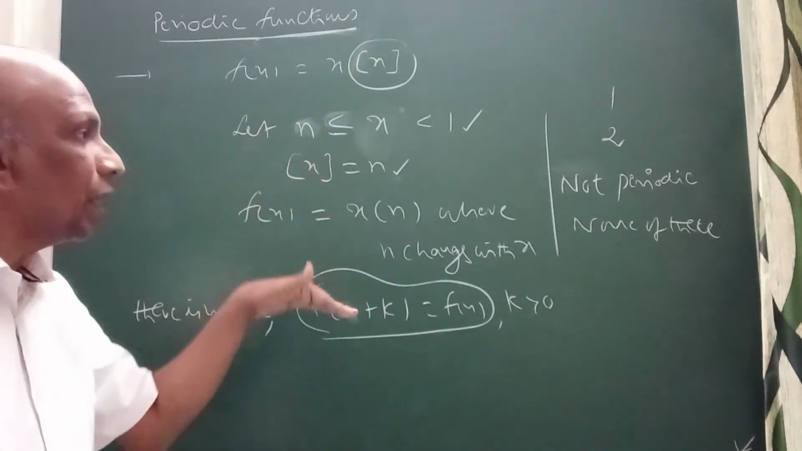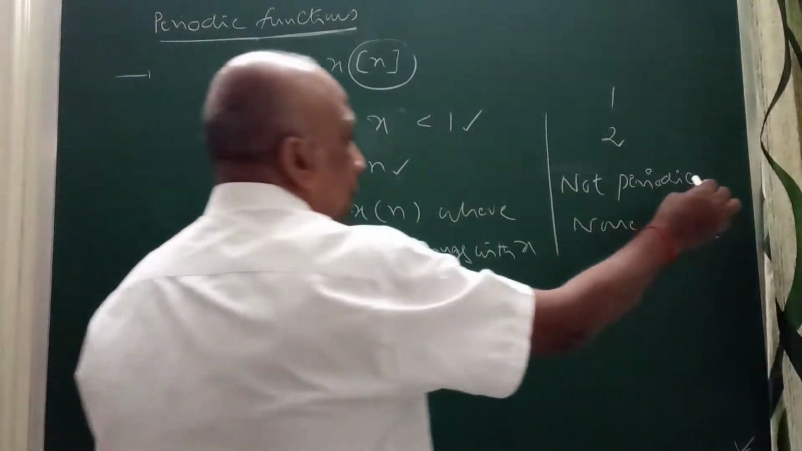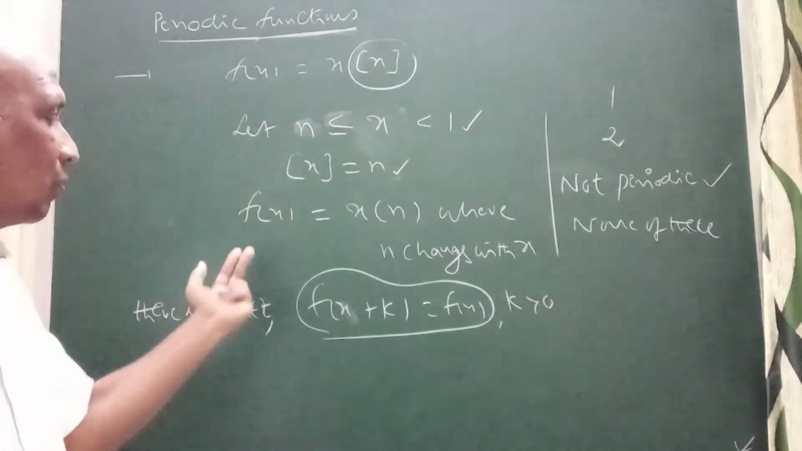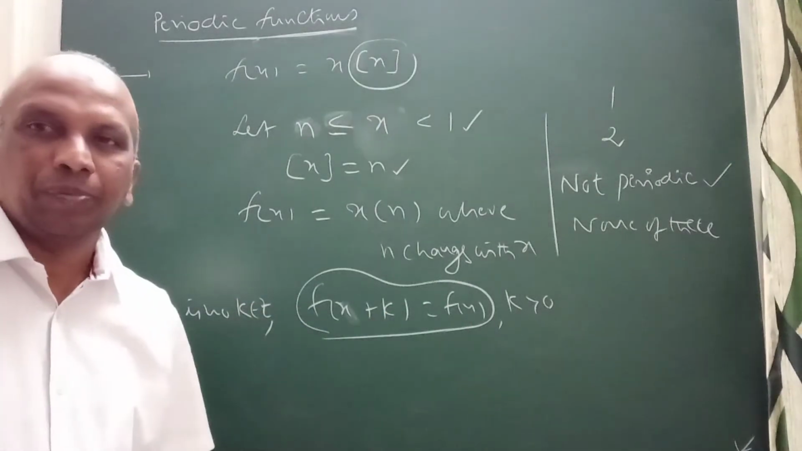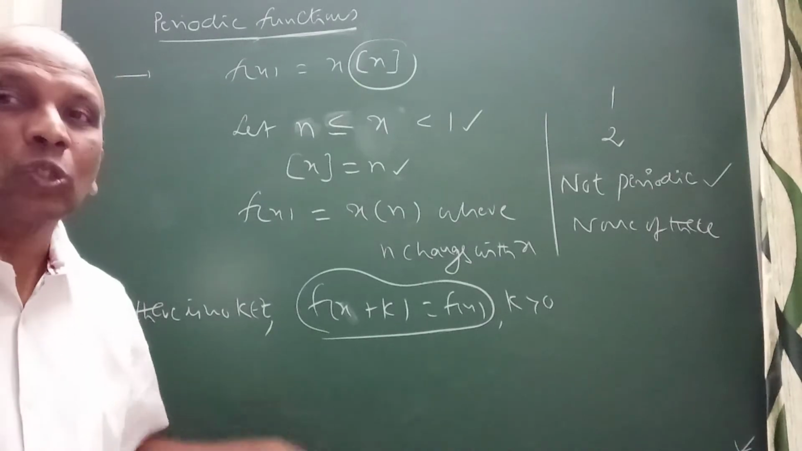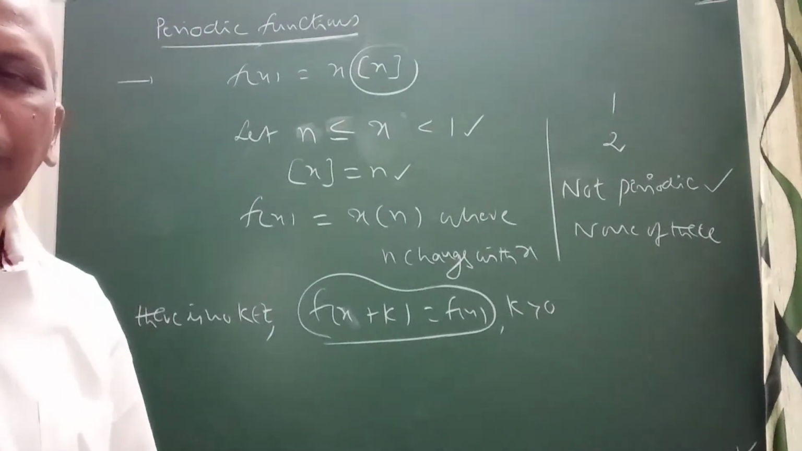So it is not a periodic function. There is no such k to satisfy f(x + k) = f(x), where k is the least positive integer. It doesn't satisfy, so it is not a periodic function.